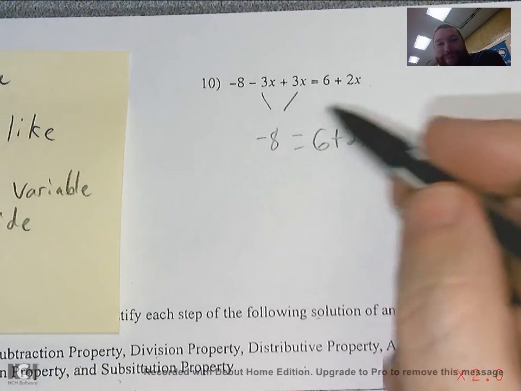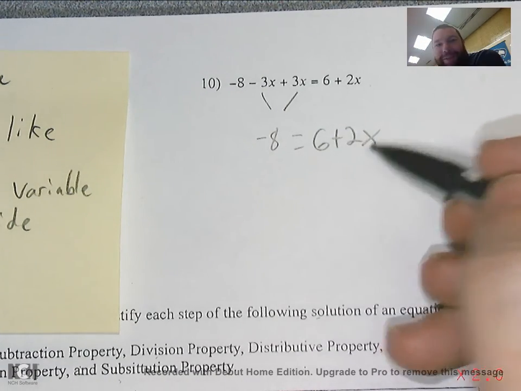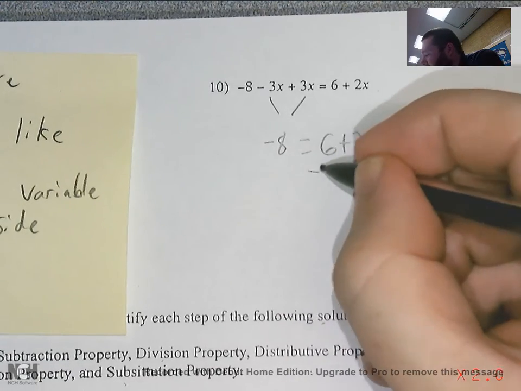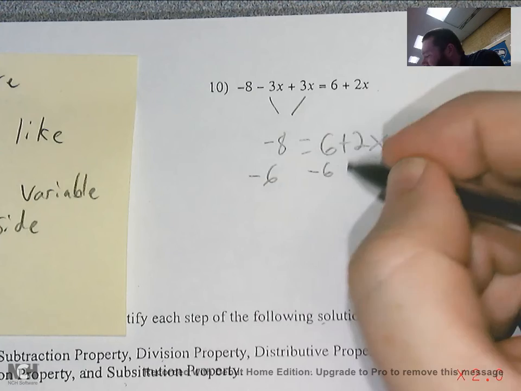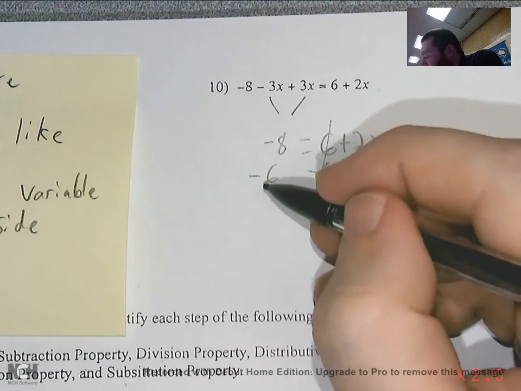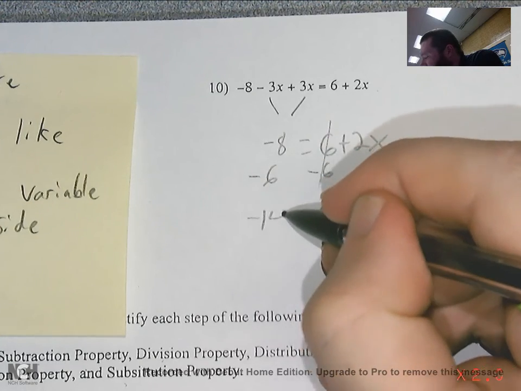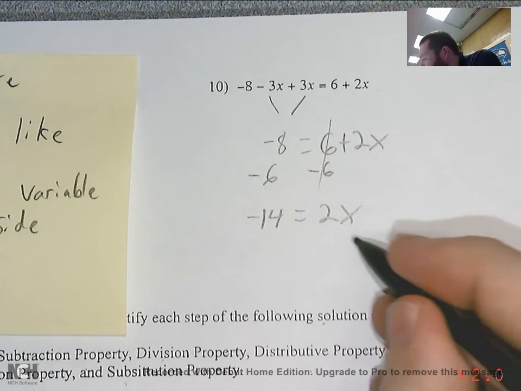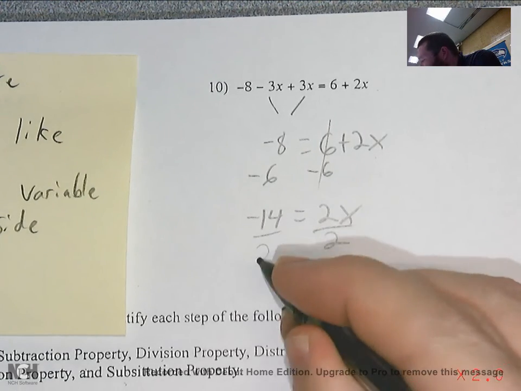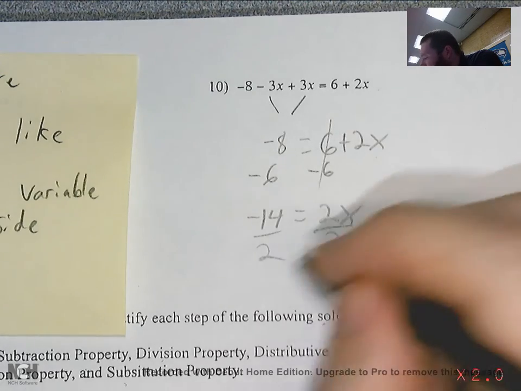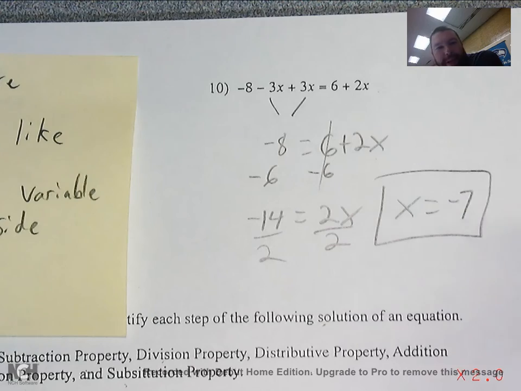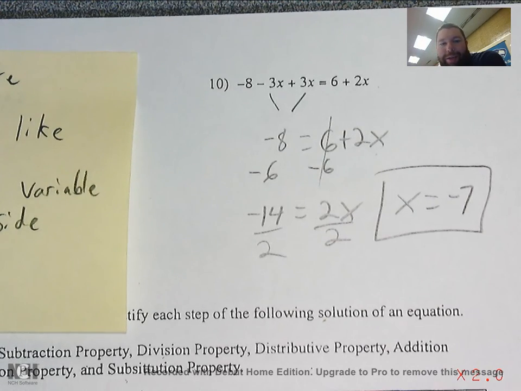But we have a party problem here left, right? We got an acquaintance and a best friend. We want to get rid of this acquaintance first. He's positive, so we're going to subtract him to move him to the other side. And negative 8 minus 6 is negative 14 equals 2x. And then we get rid of our best friend by dividing out the door. And negative 14 divided by 2 would be negative 7. And that's my answer. That one looked more complicated than it actually was, right?